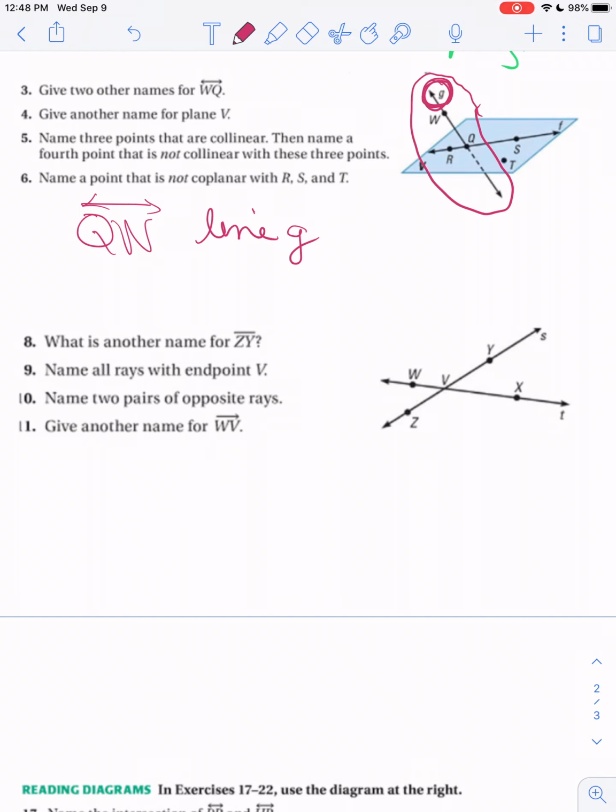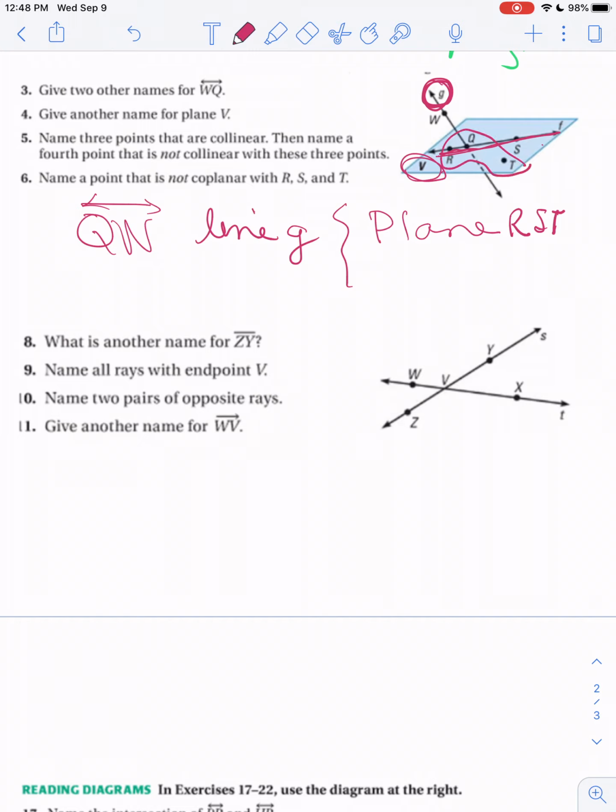Number 4 asks us to give another name for plane V. Remember the shortcut for naming a plane, you sometimes just put a capital letter off to the side, and they called it plane V. We can call it plane, and we can choose any 3 points that lie on that plane. So it looks like R. We'll take S and T. They should be 3 non-collinear points. So we don't want them all in the same line. We want 3 points that aren't on the same line.